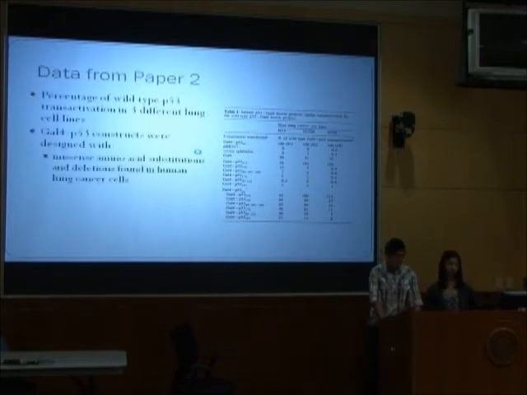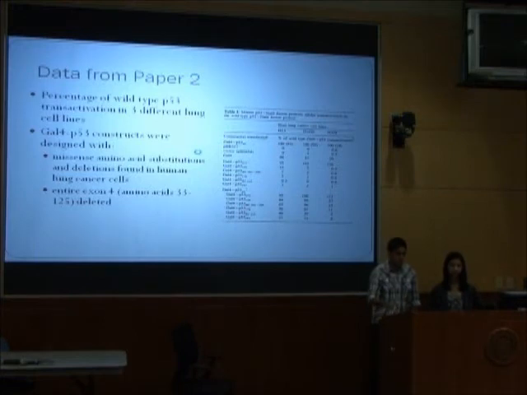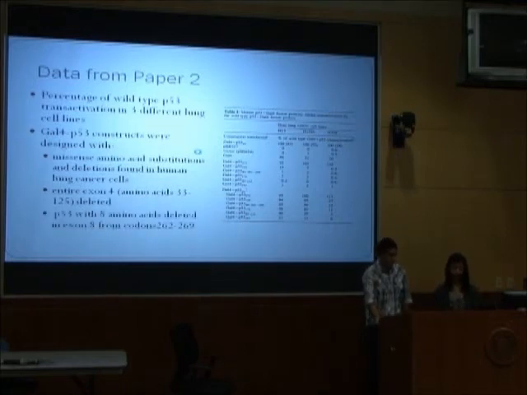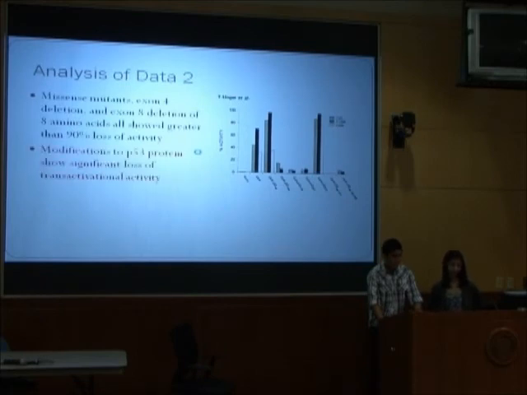The table shows a percentage of P53 transactivation in three different lung cancer cell lines: H23, H1299, and H358. They used the GAL4 P53 constructs, and they were designed with missense amino acid substitutions and deletions found in human lung cancer cells: the entire exon 4, which is amino acids 33 through 125 deleted, and P53 with 8 amino acids deleted in exon 8, from codons 262 to 269. Analysis of the data shows missense mutants, exon 4 deletion, and exon 8 deletion of 8 amino acids showed greater than 90% loss of activity. The thing to take away from all of this is that modifications to the P53 protein show significant loss of transactivational activity.